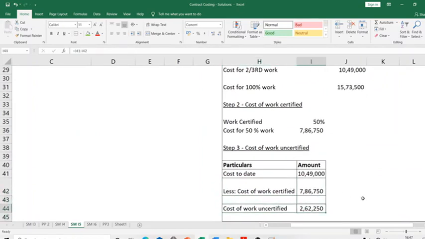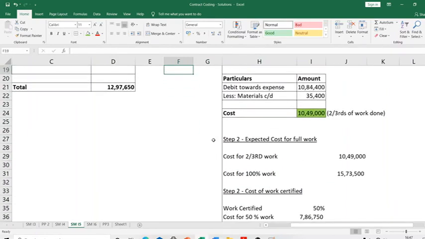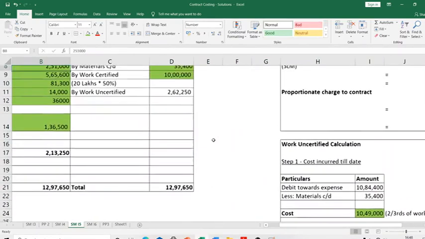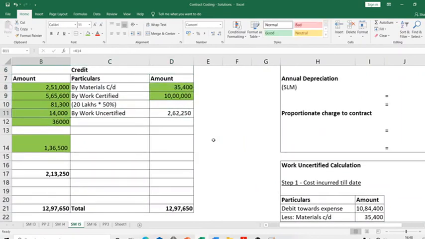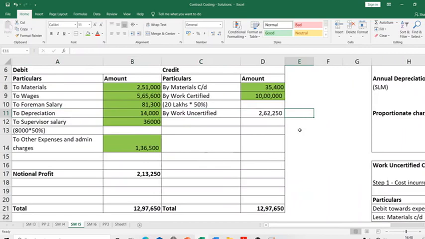So much of cost, 2,62,250, which is a part of my 10,49,000, is not allowed to be there in my contract account this year because to that extent, work also has not been certified. So what I do is I come and remove that cost by showing work uncertified. Once I do this, I get my notional profit here. So this is how this question is done.